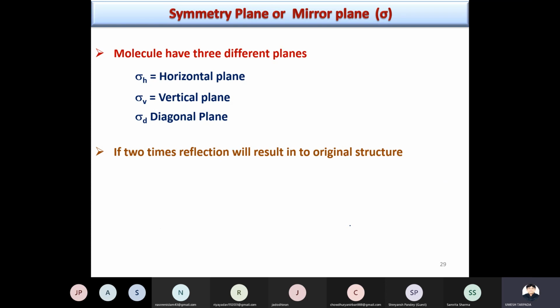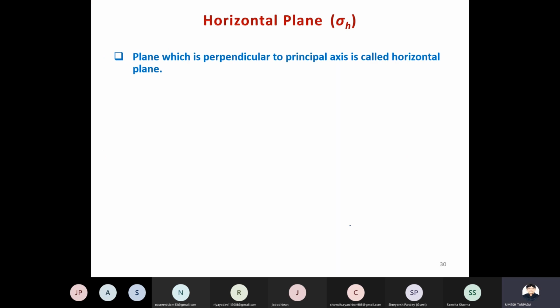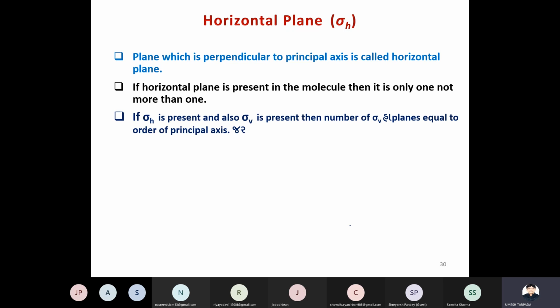So simply, the planes are of three types: sigma h, sigma v, and sigma d. Here, see, sigma h means a plane which is perpendicular to the principal axis.